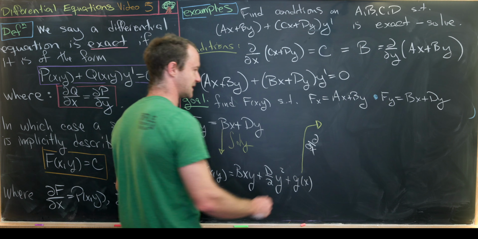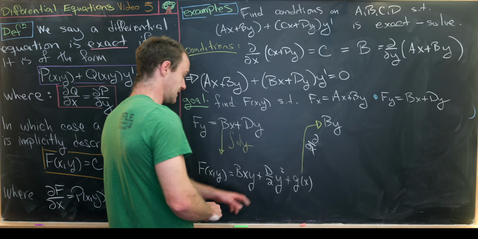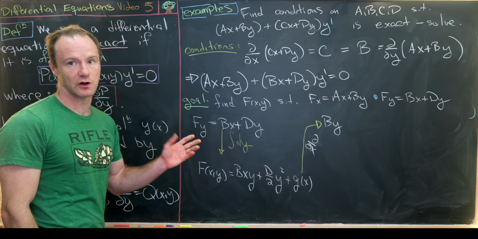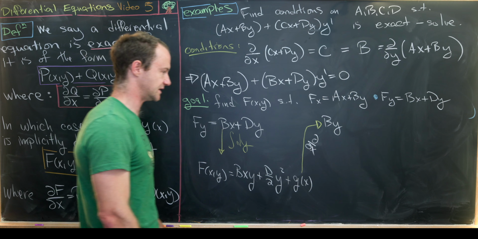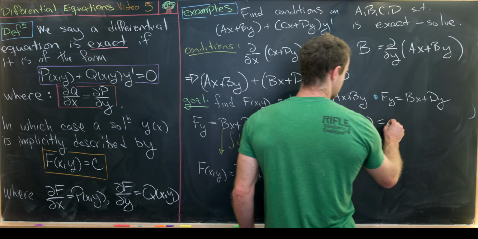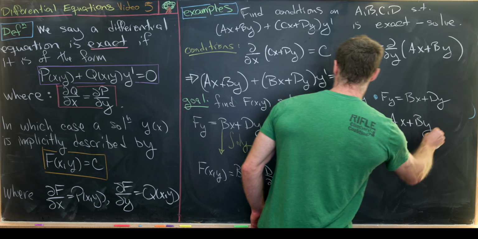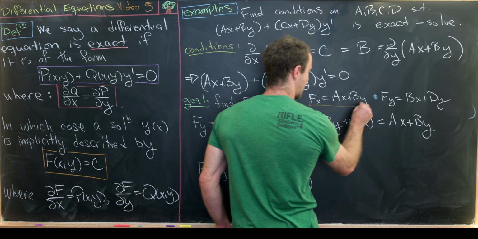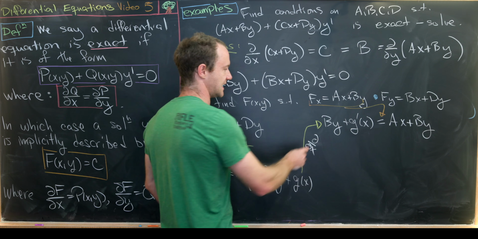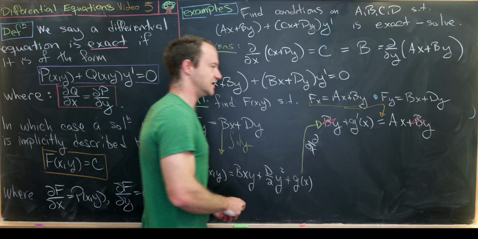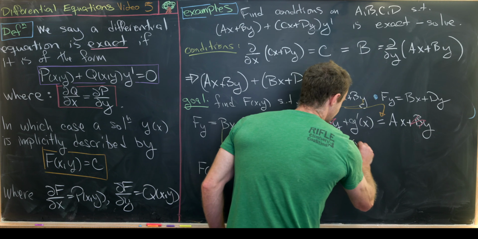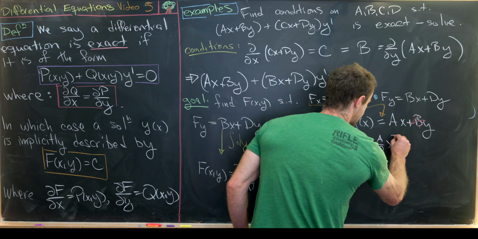So the derivative of this with respect to x will be by, and then the derivative of this guy, d over 2 y squared, with respect to x is 0 because we're doing partial derivatives here, and then plus g prime of x. So that needs to be equal to ax plus by, and that equality comes from the fact that we're just bringing this down here. Okay. Now cancel out what we can. We can cancel out the by from both sides of the equation, and we get g prime of x equals ax. But that means that g of x equals a over 2 x squared.